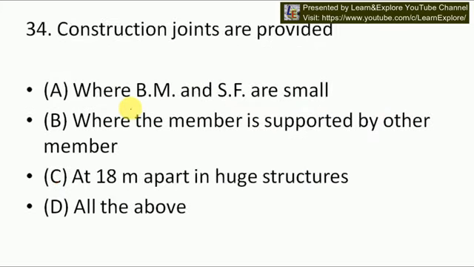Next question. Construction joints are provided where BM and SF are small, where the member is supported by other member, at 18 meter apart in huge structures, all of the above. So answer will be D, all of the above. Construction joints are provided where bending moment and SF are small, where the member is supported by the other member, at 18 meter apart in huge structures. All of the above is correct for construction joints.